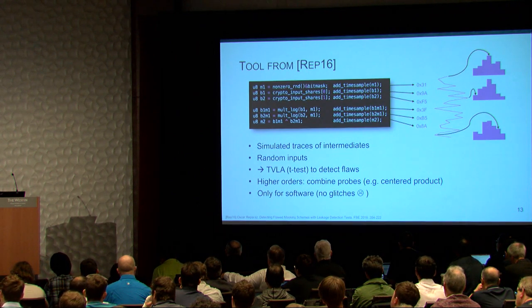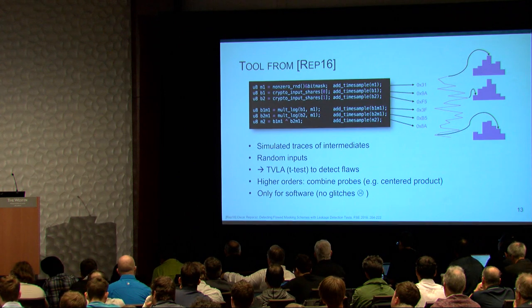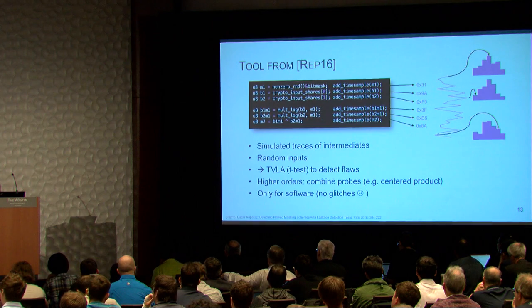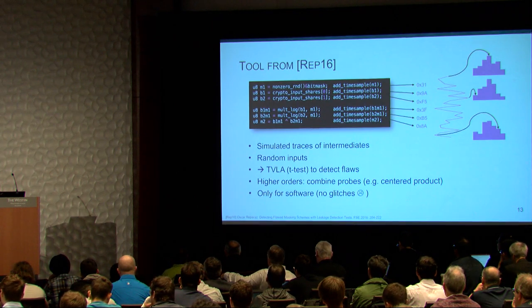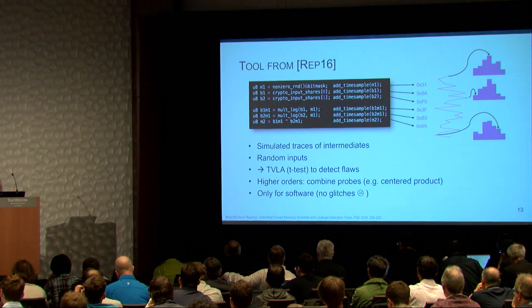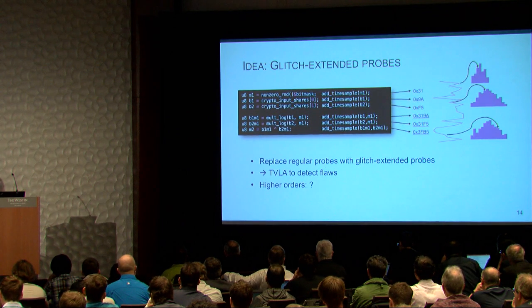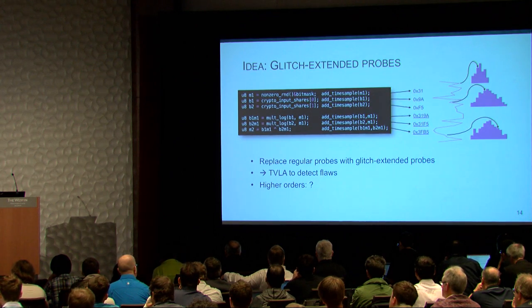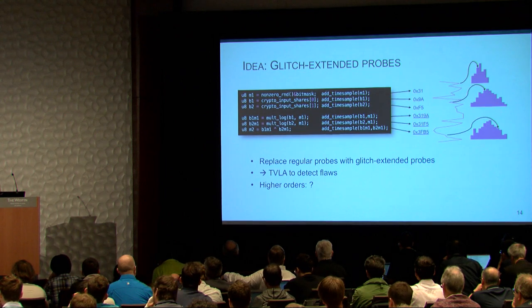Also, if you want to verify higher order security, then just like with real power traces, you can combine different time samples in the trace with a centered product and perform TVLA on that. So the only problem with this tool was that it was made for software and we had to verify security in the presence of glitches. So we figured, okay, let's replace all the normal probes with the glitch extended probes and then make simulated traces in this way and do the same thing, TVLA.